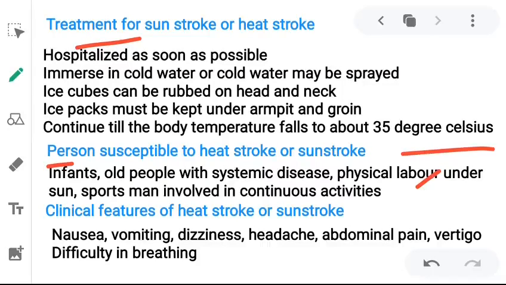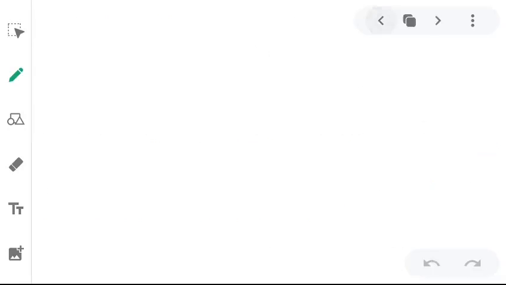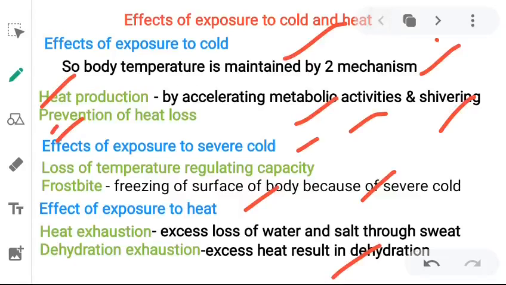Then what is the clinical picture of these persons? Nausea will be there, vomiting sensation will be there, vomiting will be there, dizziness will be there, headache will be there, abdominal pain will be there, vertigo will be there, difficulty in breathing will be there. So this is about the effect of exposure to cold and heat. So thank you.